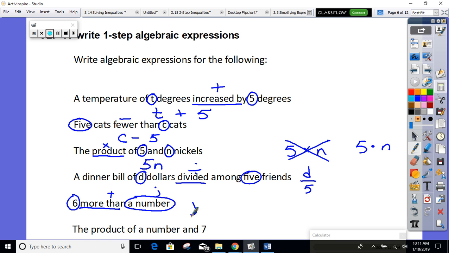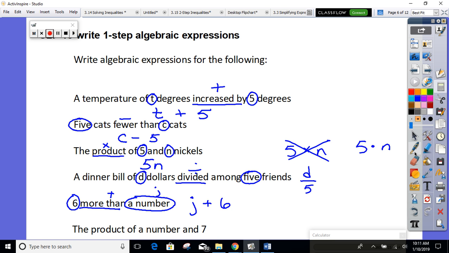So we're going to start with the number J, and it's 6 more than J. J's a number, so we're going to add 6. Yeah, J represents some number, we don't know what it is. So if it's 6 more than a number, we can start with any number, which J represents, and we add 6.